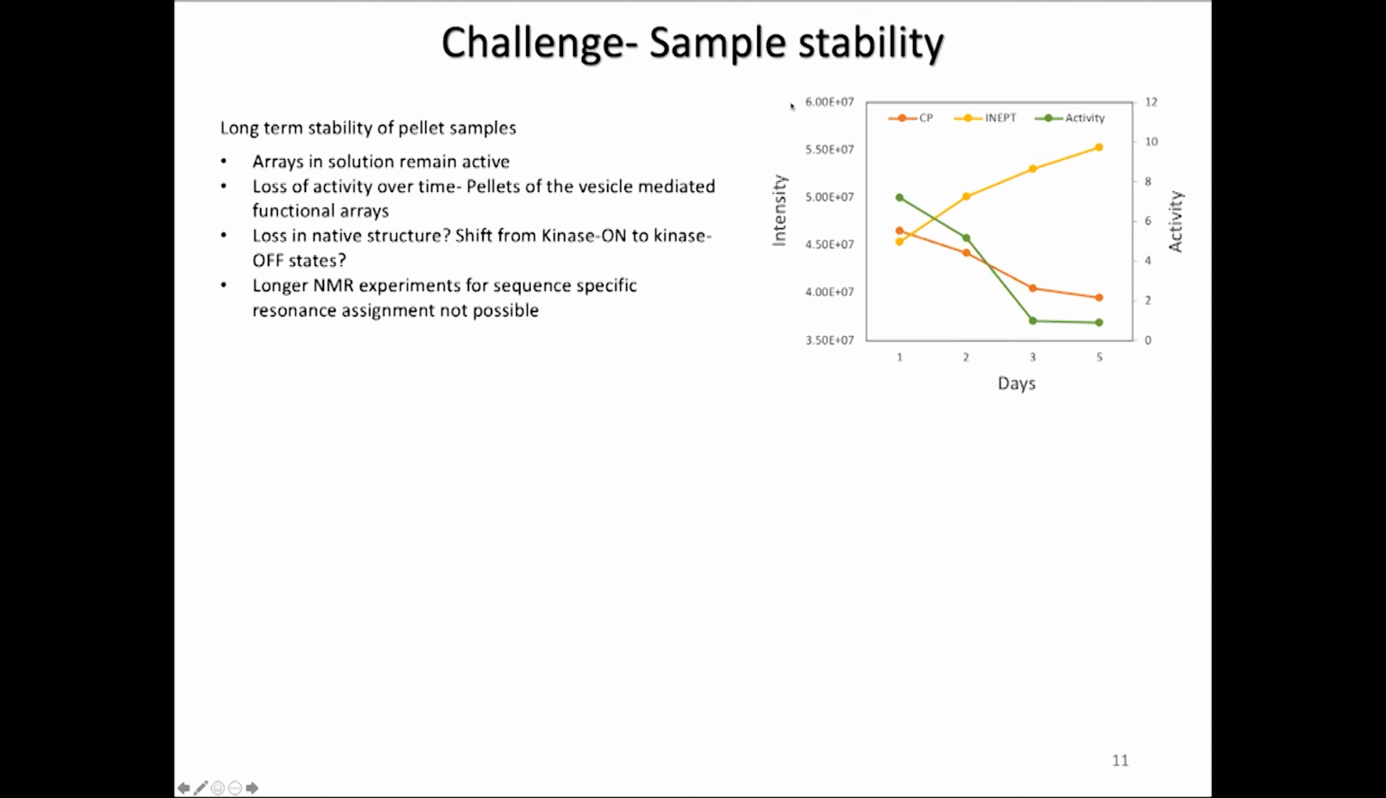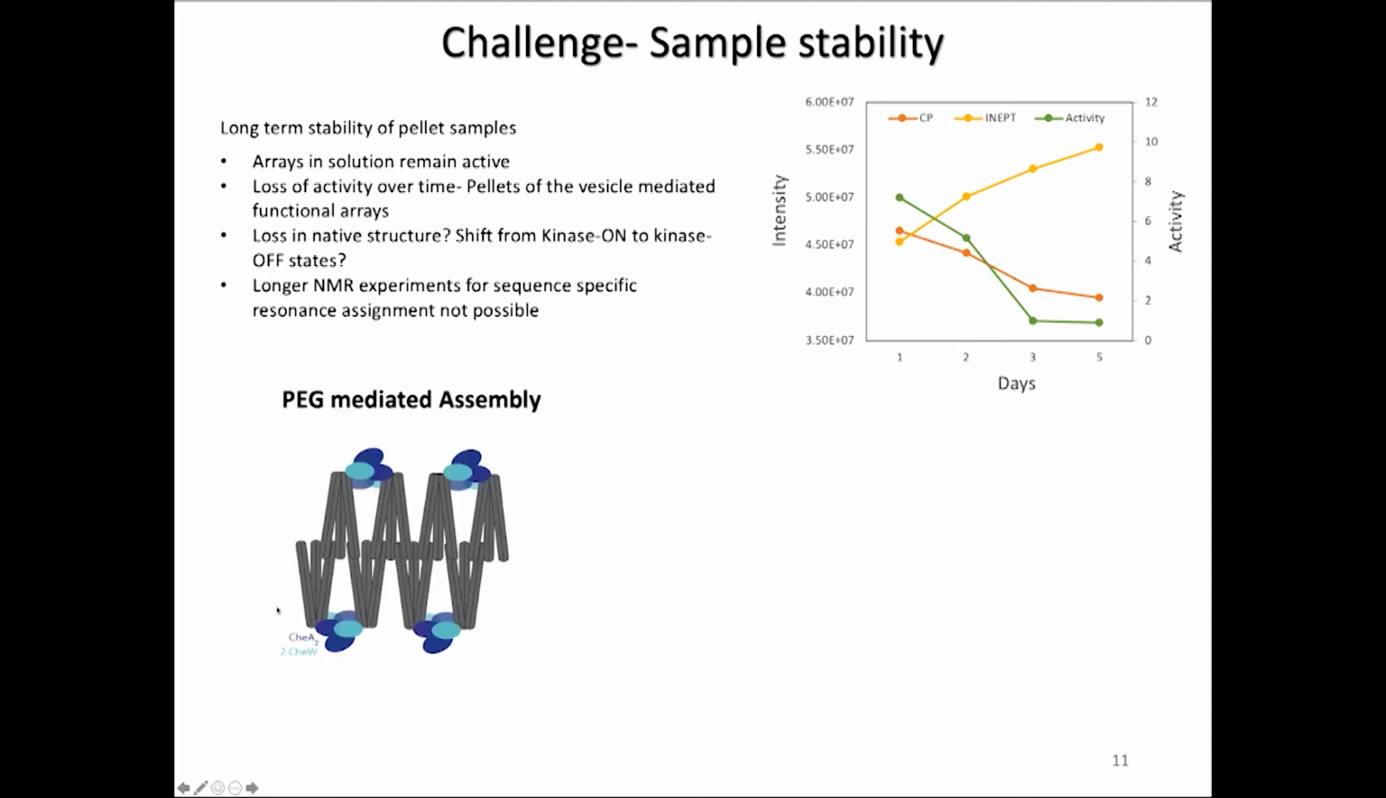That's when we used another strategy to make our samples, and we made samples with PEG mediated assembly. So here, instead of the lipid membranes, we actually used PEG as a crowding agent to make our samples. And these samples also form these beautiful native-like arrays. So we are not really distorting the native structure of the protein, hopefully.